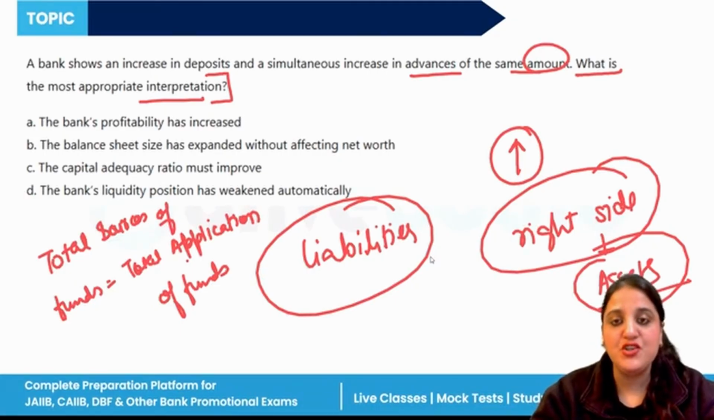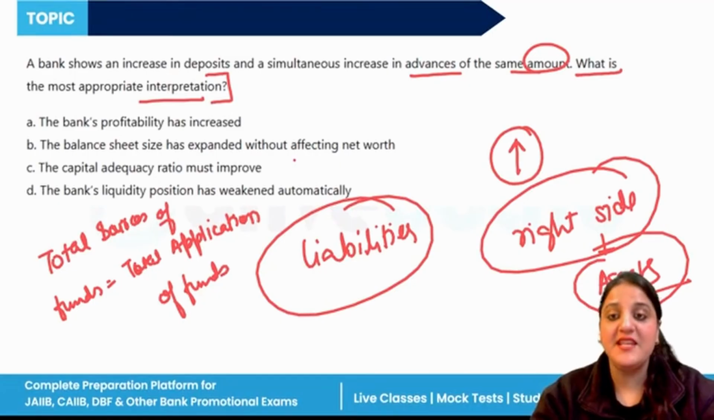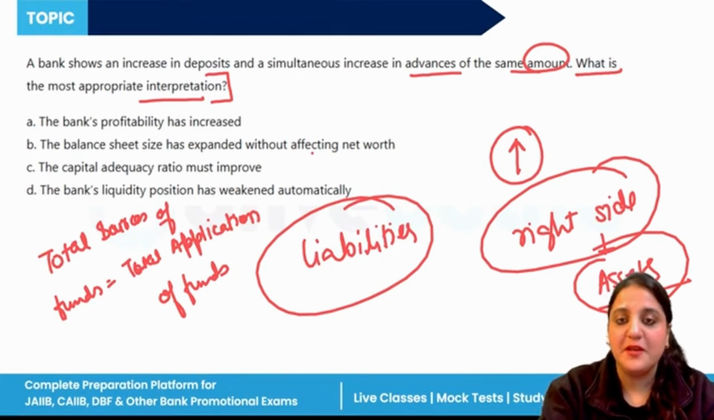If a bank shows an increase in deposits and simultaneously an increase in advances of the same amount, what is the most appropriate interpretation here? The answer is option B, because deposits and advances increase equally, which expands the balance sheet but does not impact capital or the net worth. So the correct option is option B here.